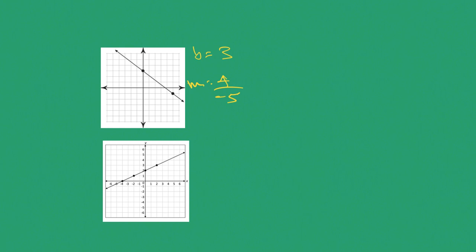Guys, once you know the m and once you know the b, we're going to plug them in. Negative 4/5 x plus 3. Take your slope, put it in for m. Take your b, put it in for b. There it is. Y equals negative 4/5 x plus 3. That equation describes that line that you're seeing there on that graph.